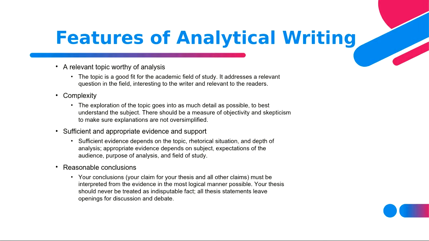Appropriate evidence depends on subject, expectations of the audience, purpose of analysis, and field of study. This is where you get that evidence from, who's supplying it, what particular researchers have done the work, or who's stating it. Where it comes from. So sufficiency is how much, appropriateness is what quality.